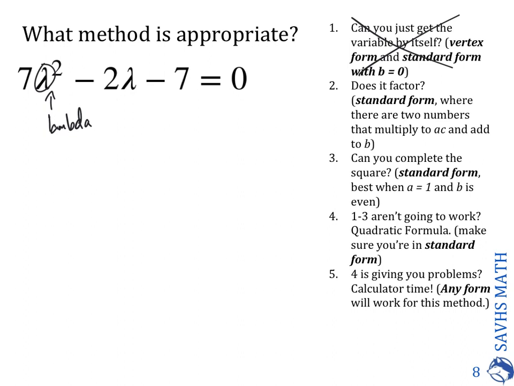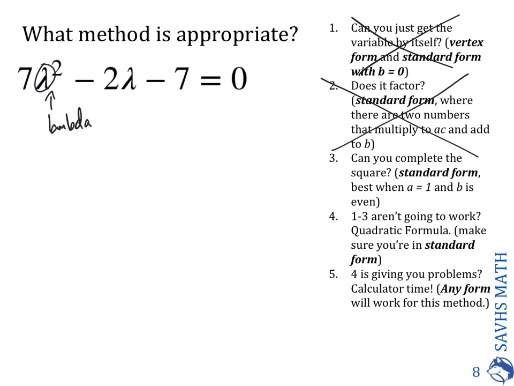I can't get lambda by itself because b isn't 0. This one, I'm thinking, okay, AC is negative 49, B is negative 2. I can't think of anything that works there, so I'm going to cross this off.